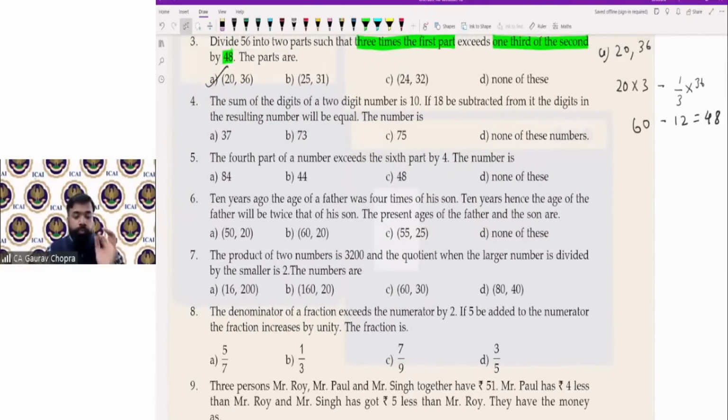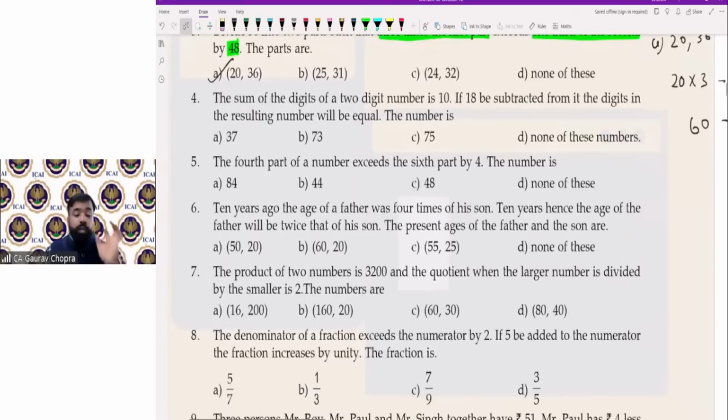Now the fourth one. The sum of the digits of a 2-digit number is 10. क्वेश्चन की पहली कंडीशन बहुत इंपॉर्टेंट है, ध्यान से समझना है. 10 क्या आ रहा है? The sum of digits of a 2-digit number is 10. Like first option 37 है, so 3 plus 7 is equal to 10. Yes, option number A satisfies first condition.